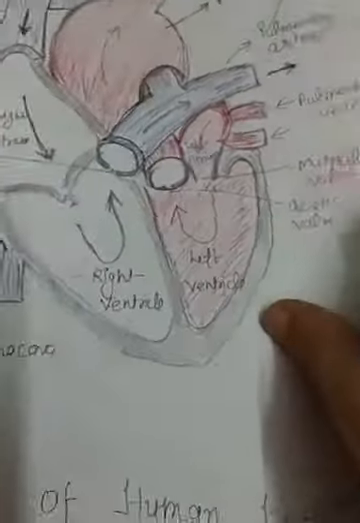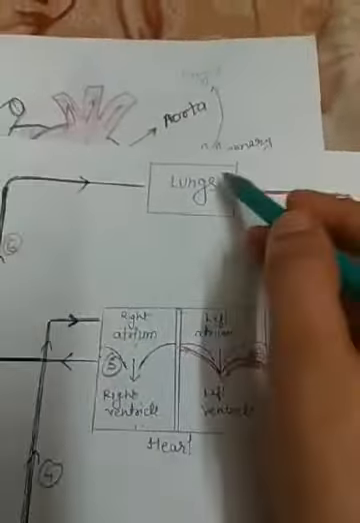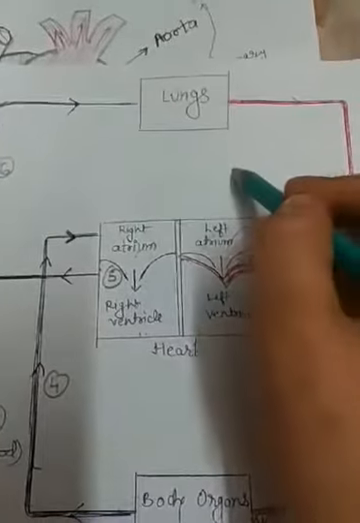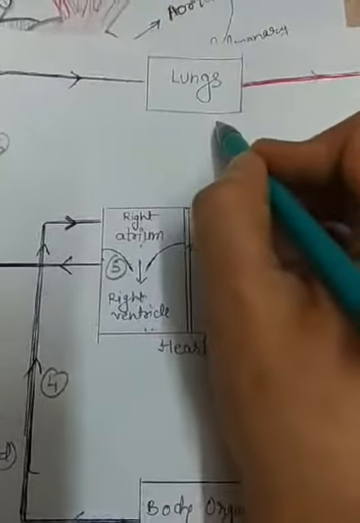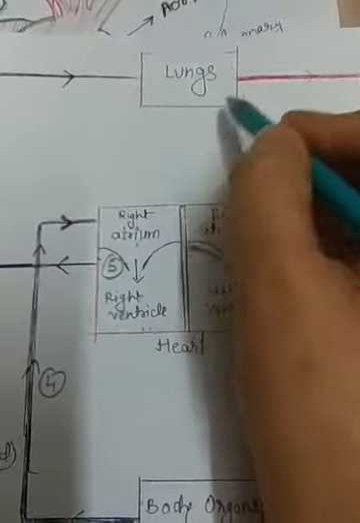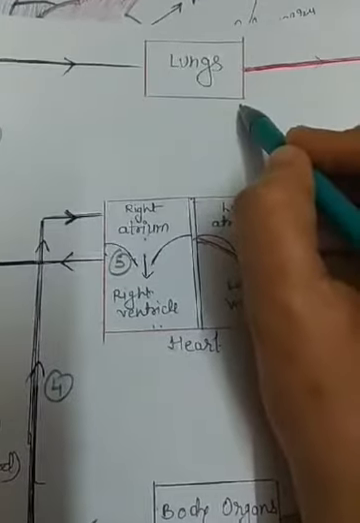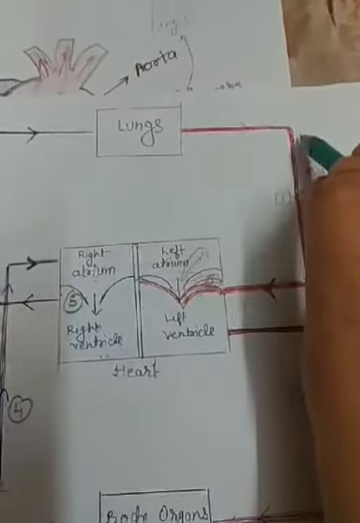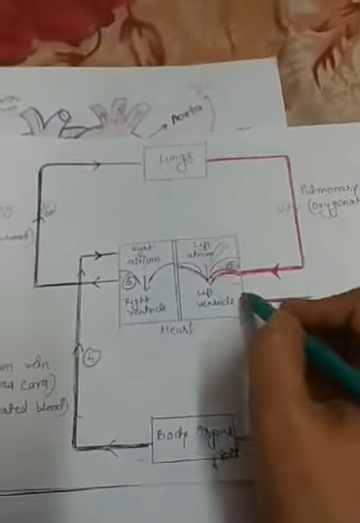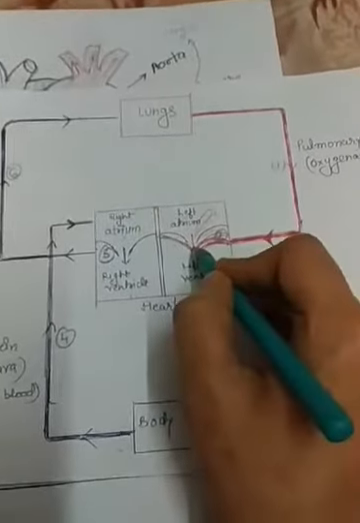Now, in the lungs, deoxygenated blood releases its carbon dioxide and absorbs fresh oxygen from air. So the blood becomes oxygenated. This oxygenated blood is again sent to the left atrium of the heart. That means purified blood is sent to the left atrium of the heart.